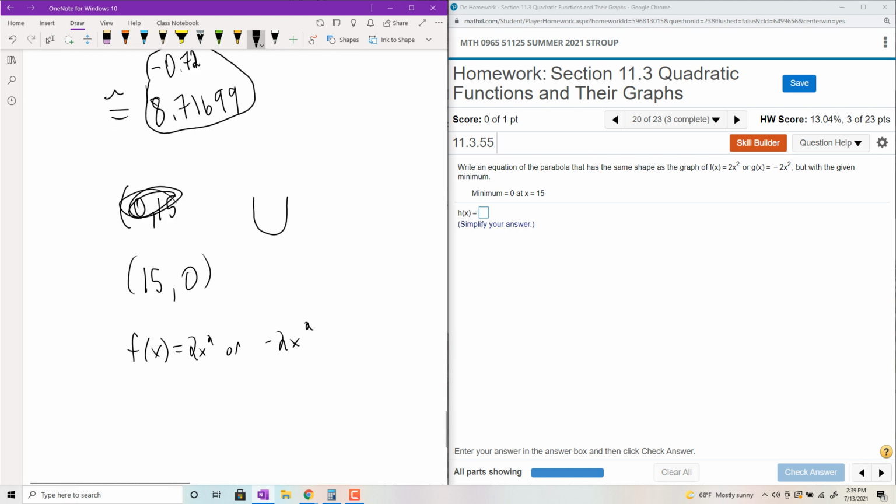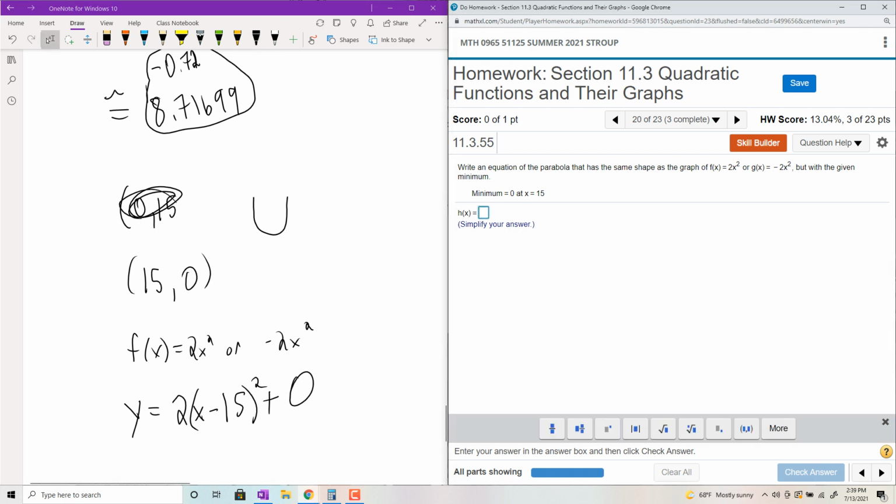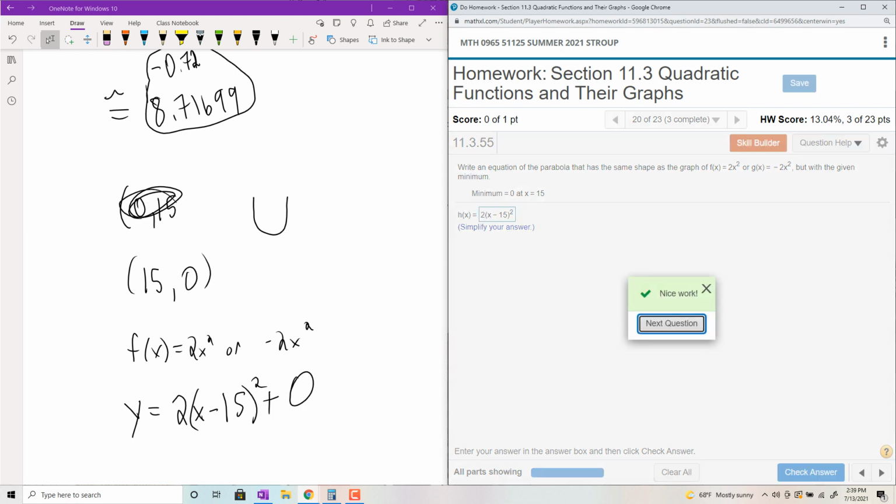Let's just go y equals, it has to be happy face, so it has to be 2x squared. But I'll put the x minus the h coordinate plus the k coordinate, which was 0. See if that works. I should have got rid of this question because it doesn't make any sense. I'm going to say it. Let's see if that works.